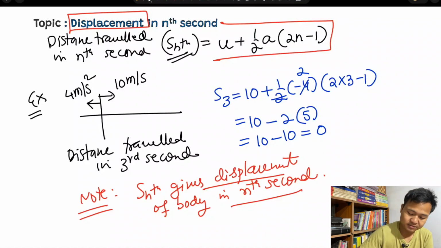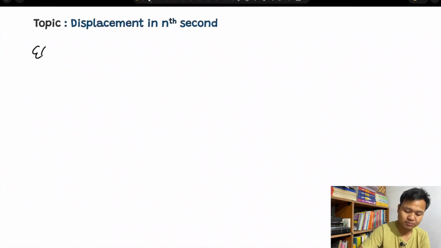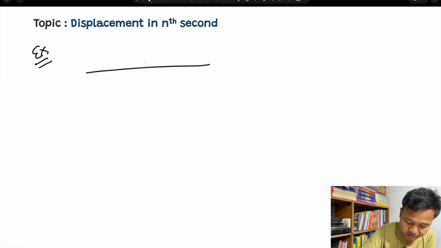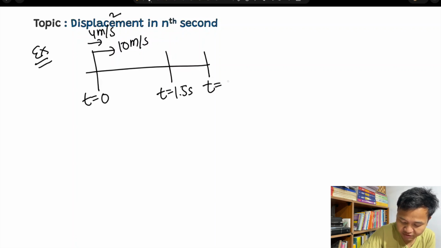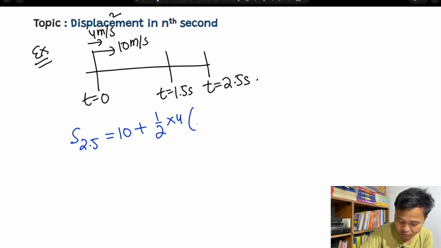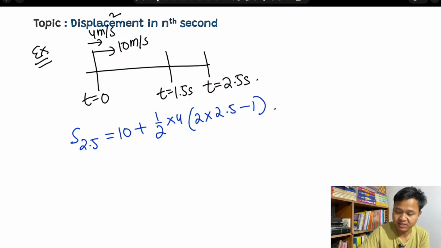Okay, so the next thing is, I'll give you an example. Suppose I start from here, so t equals 0. I start from here with, let's say, 10 meter per second, and same thing, let's say 4 meter per second square. So here after time t equals, let's say, 1.5 second, and then time t equals 2.5 second. So applying the S n formula, can I say S of 2.5 is equal to u plus half into 4 into 2 into 2.5 minus 1? Apply that. Okay.